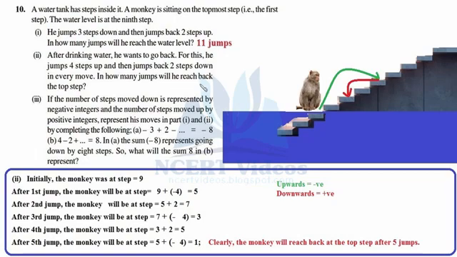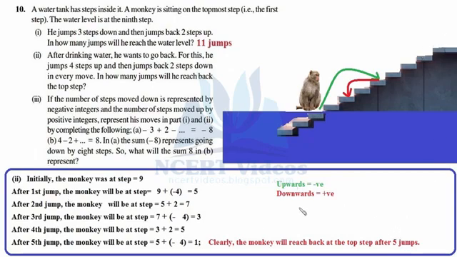So as you can see here, in 2 jumps, he moves 2 steps. Okay? As you can see here, in another 2 jumps, he'll also move 2 steps. So he'll be here. So similarly, at the 5th jump, he'll reach the top. This was logical. Now let's do it mathematically.